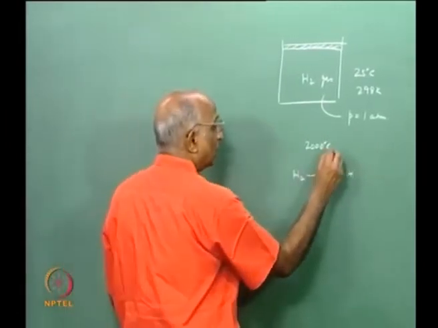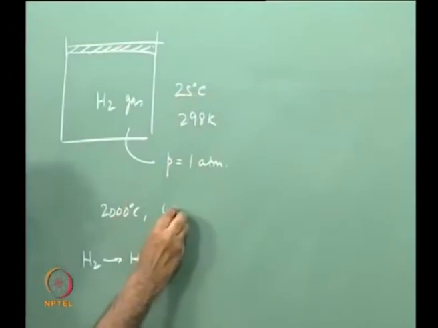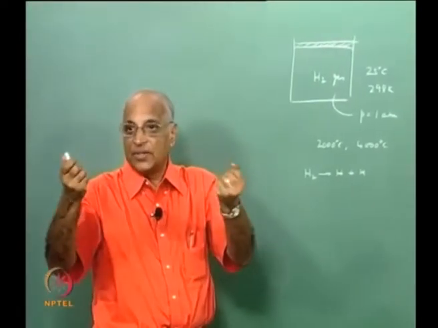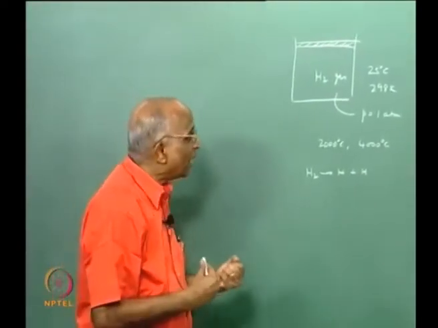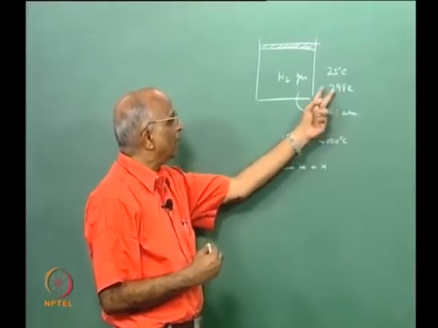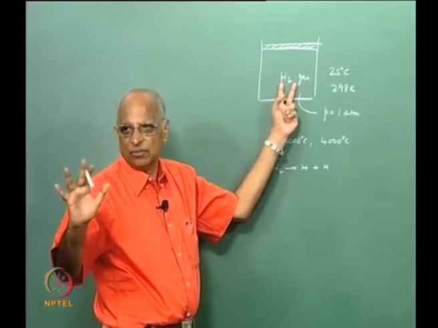Supposing I heat it to something still higher, let us say 4000 degrees centigrade, then maybe I may get more of this, because I know I can dissociate hydrogen, I get more hydrogen. Therefore, now I ask myself a question: at 1 atmosphere and 298 Kelvin, the equilibrium is all hydrogen.